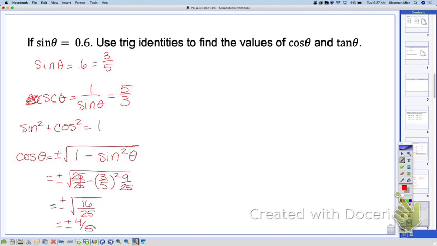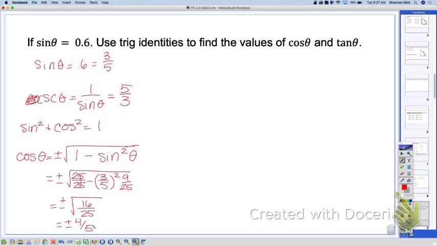Now, how do I know whether it's plus or minus? It depends on what quadrant we're in, correct? I know sine is positive, so that means I'm either in the first or the second, but it doesn't tell me which, does it? And cosine in the first would be positive, and in the second it would be negative. So it's still plus or minus 4/5. Once it tells me what quadrant I'm in, can I decide on that? So if it said a third quadrant angle, this would be negative. If it said a second quadrant angle, this would be negative. If it said a fourth quadrant angle, this would be positive.